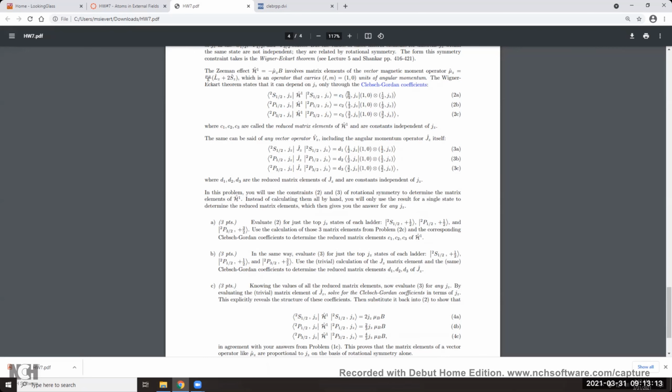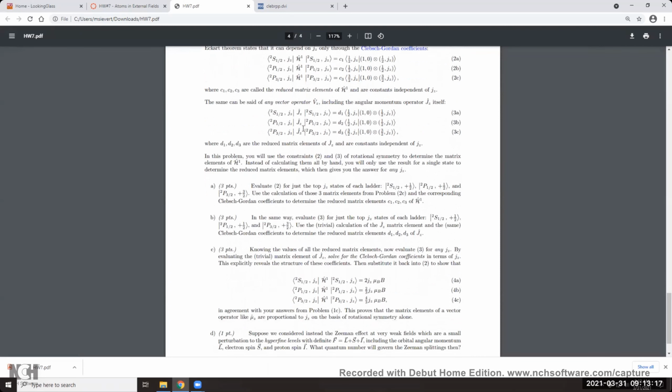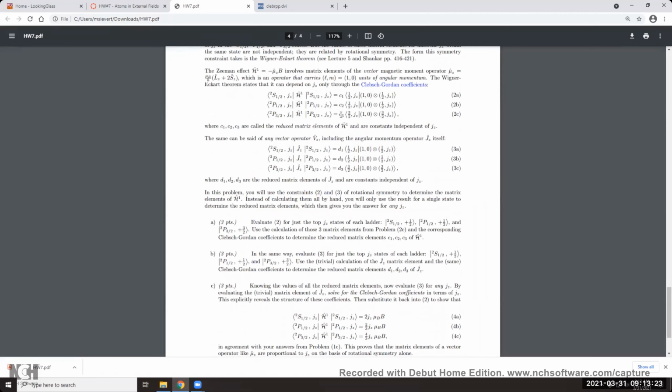Once you've got all three values of the coefficients, you know the answer for any JZ. Then you can do the same thing for the matrix element of JZ itself. That's even simpler. Once you know both the C constants and the D constants, you can plug back in, essentially solving this equation for the Clebsch-Gordan coefficient.